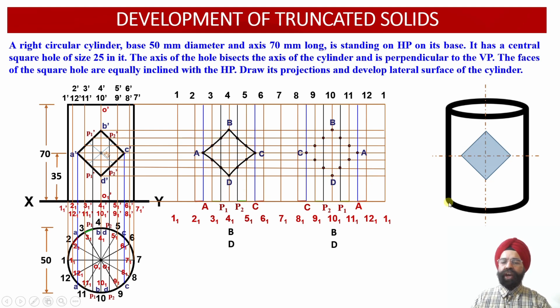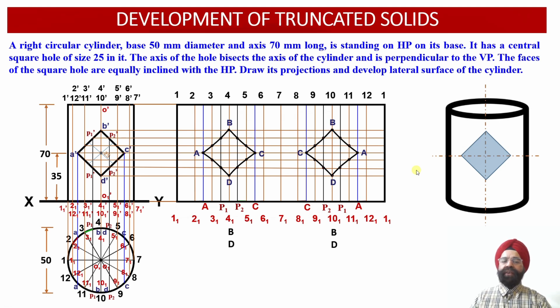So we can join all of these points of intersection on the rear face and on the front face. Now we will see that this is the development of the square hole obtained on the rear side of the developed surface. This is the development of the square hole obtained on the front side of this circular cylinder surface. Now we can join the boundary.